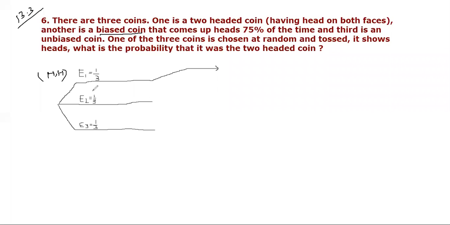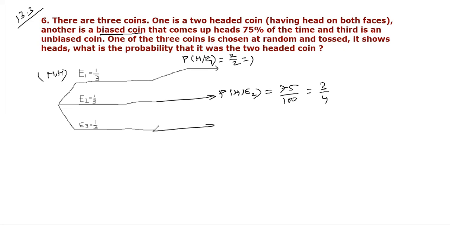So E1, E2, E3 is the selection of those coins. Now, second is the probability of getting head in the two-headed coin. The two-headed coin, 2 out of 2, that is equal to 1. Then the probability of getting head in the biased coin: the biased coin is already given as 75%, so 75 upon 100, that is 3 by 4. And the probability of getting head in the unbiased coin is 50%, so 1 by 2.